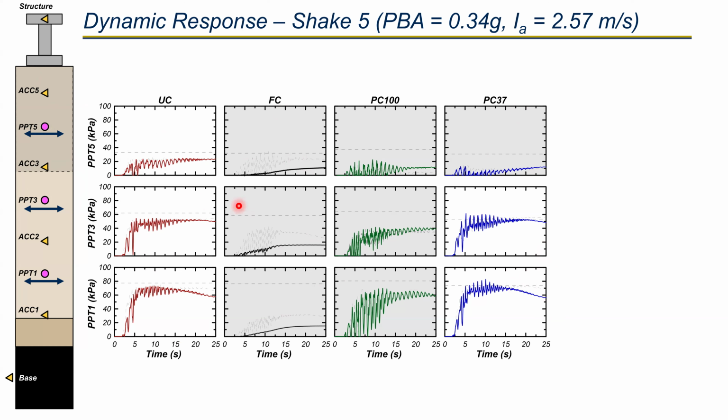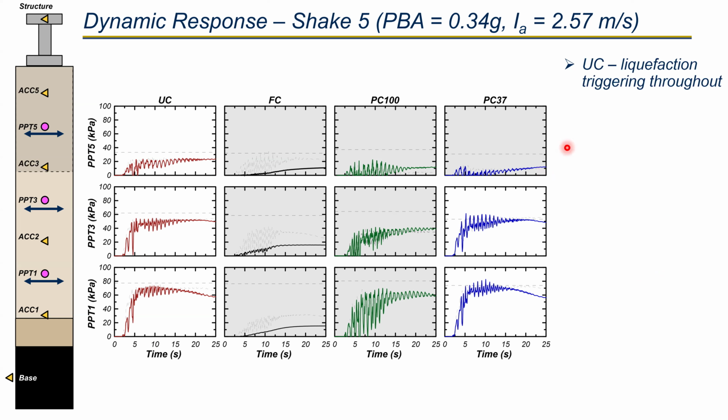And if you compare the result of the fully cemented case with the UC, you see there is less pore pressure generated compared to the UC case. The same goes for the PC100, but it seems like there is MICP degradation at the lower part of the MICP block. And if you look at the PC37, below the MICP block in the loose sand, they are all liquefied, but the MICP block didn't liquefy. You can tell based on its pore pressure data.